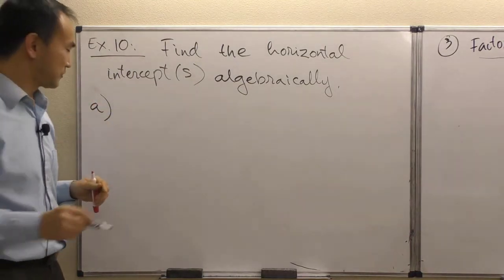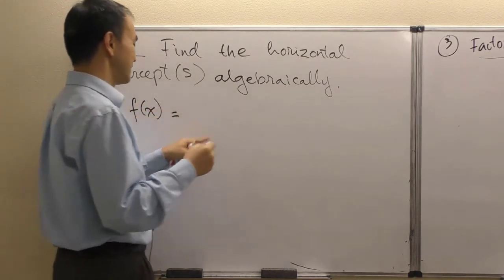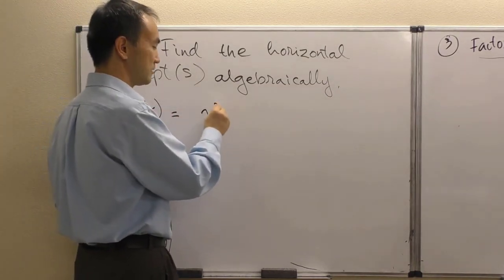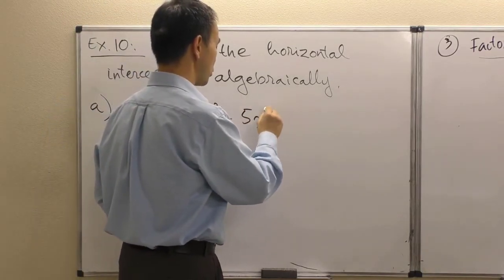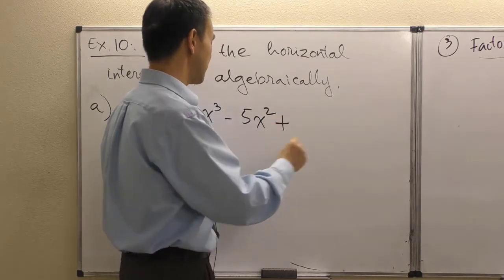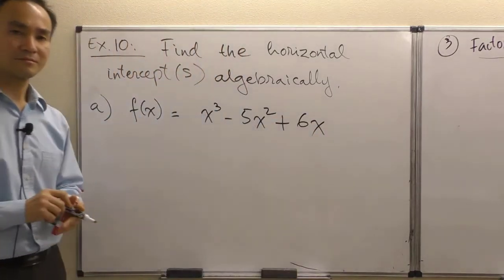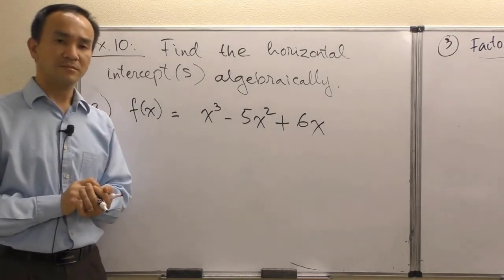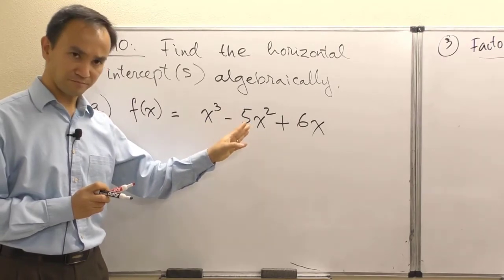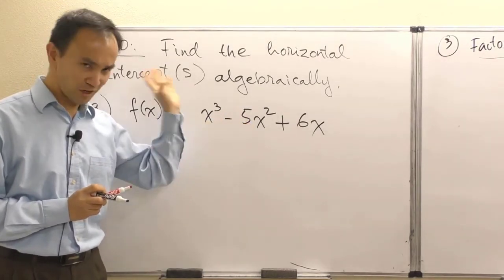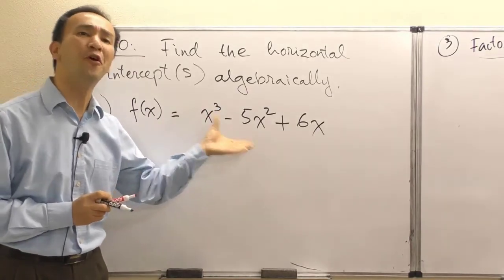All right, so now the polynomial given here, let's look at, how about x cubed minus 5x squared plus 6x. All right, it's a degree 3 polynomial, 3 terms or whatever, but degree 3 polynomial, right? And then it's in general form.